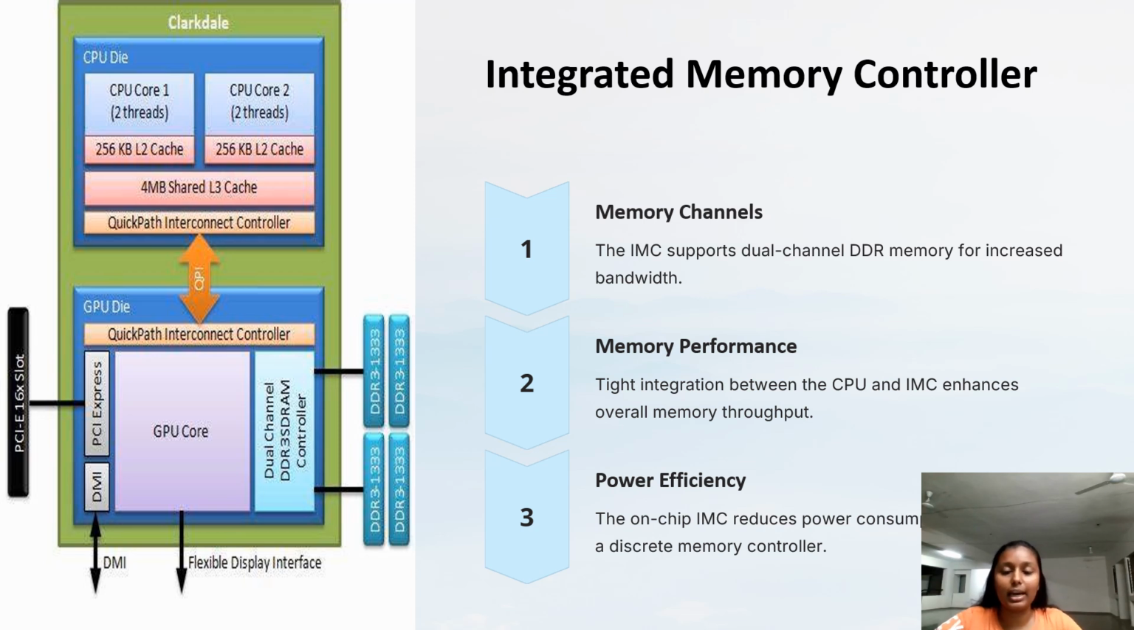In memory channels, the IMC supports dual channel DDR memory for increased bandwidth. In memory performance, the tight integration between the CPU and IMC enhances overall memory throughput. The on-chip IMC reduces power consumption compared to a discrete memory controller. The direct access reduces the latency, that is delay in fetching and writing data to memory, improving overall system performance, especially for memory intensive tasks like gaming, video editing, and scientific simulations.